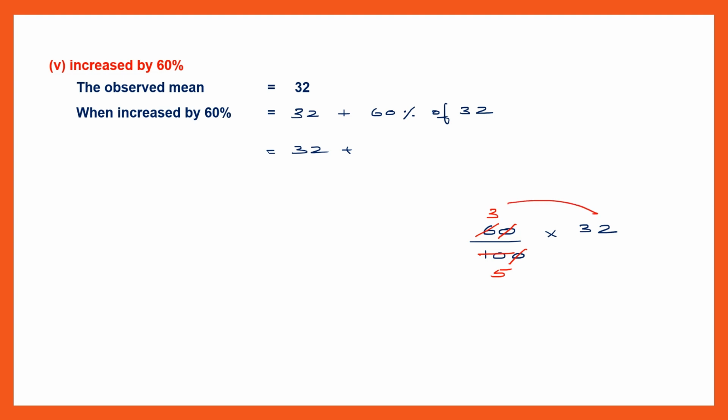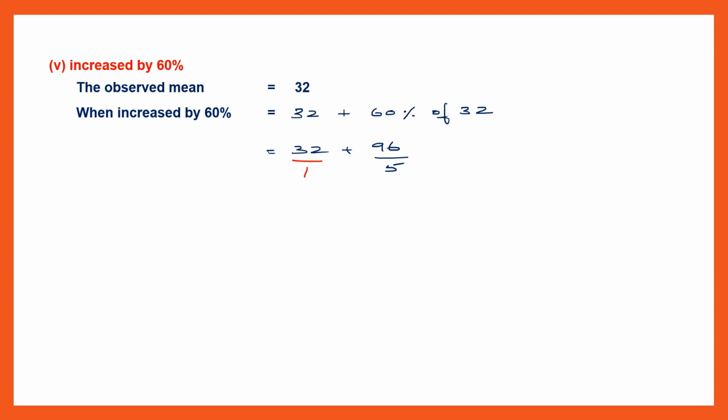So let's multiply 32 into 3. So 3 2s are 6, 3 3s are 9. So that's 96 and in the denominator we have 5. So here it is 96 by 5. So now it is 32 plus 96 by 5. As you can see, now this has become addition of fractions. So let's add these fractions. Let's give this a denominator 1. So that's 32 by 1.